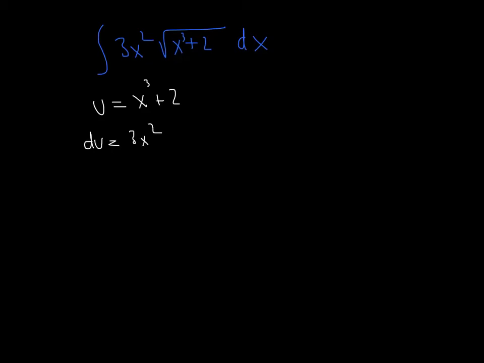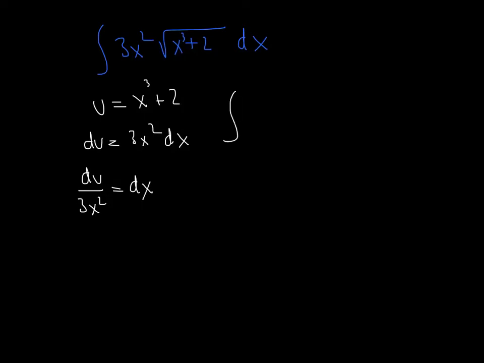Alright, next example, we have the integral of 3x squared times the square root of x cubed plus 2. Alright, so you can see that we should let u equal x cubed plus 2. So that when we take its derivative, you get 3x squared dx. Divide once again by 3x squared, and you get dx. So now we are going to rewrite our integral in terms of u.